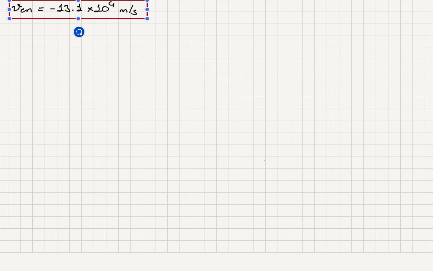Now notice that the center of mass velocity turned out to be negative. So since V center of mass is negative, we can reach the conclusion the binary star is approaching the Earth.